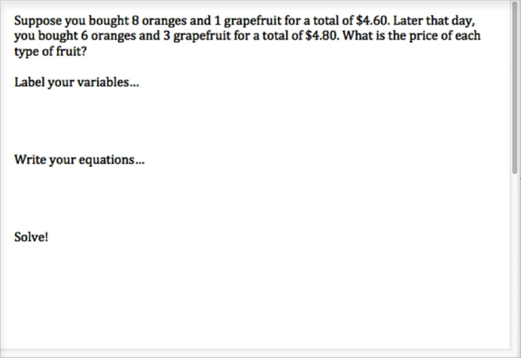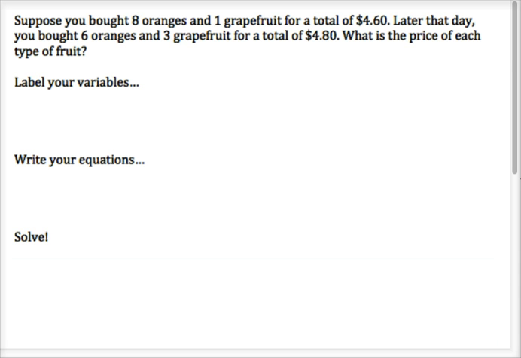So suppose you bought 8 oranges and 1 grapefruit for a total of $4.60. Later that day, you bought 6 oranges and 3 grapefruit for a total of $4.80. What is the price of each type of fruit?